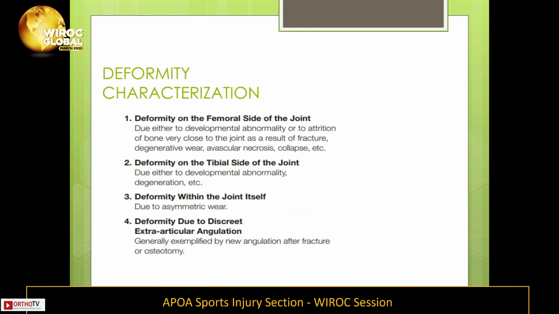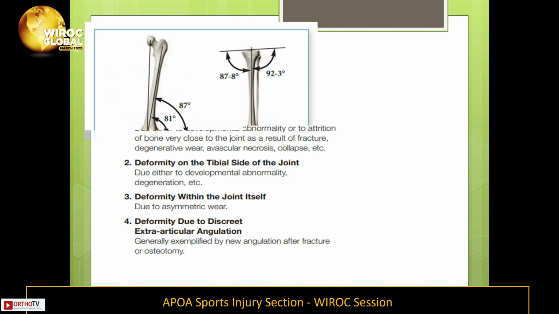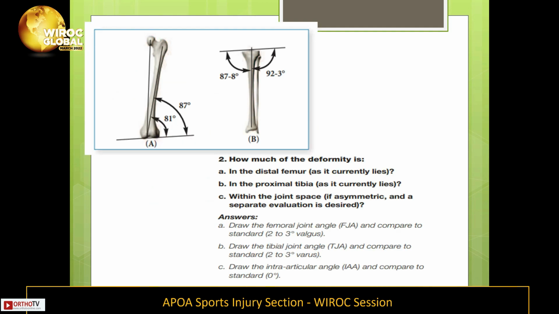The deformities, whether varus or valgus, can be at multiple levels. It can be over the femoral side of the joint, over the tibial surface of the joint, it can be within the joint itself, or it can be an extra-articular angulation due to any significant trauma or osteotomy done earlier. So when we are thorough with this, that it's either a varus or a valgus deformity, then we have to decide at what level this deformity is.